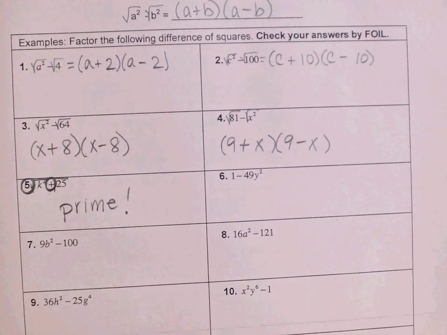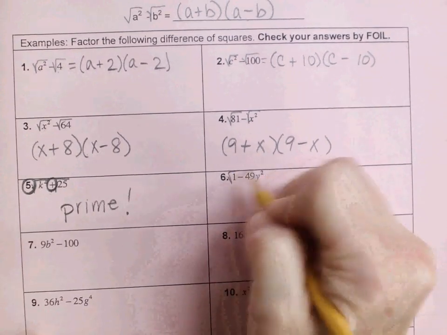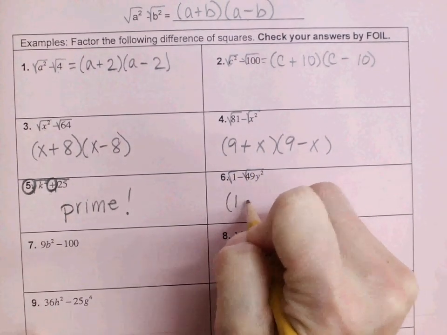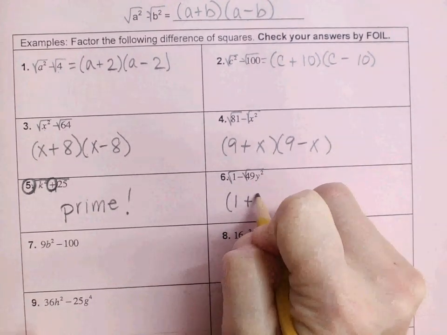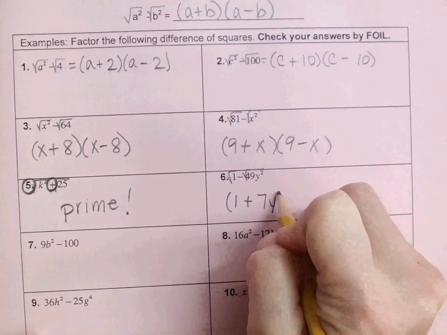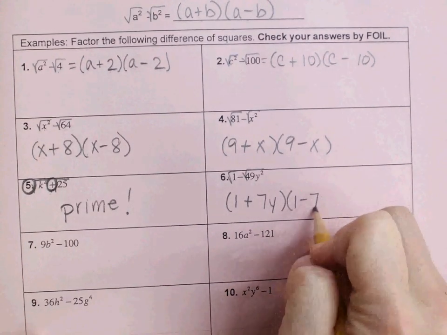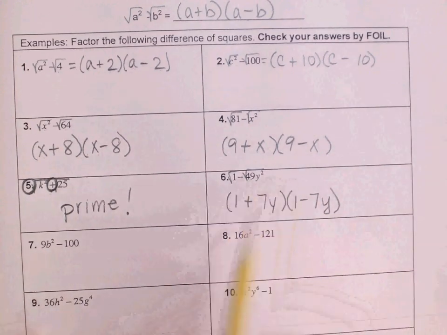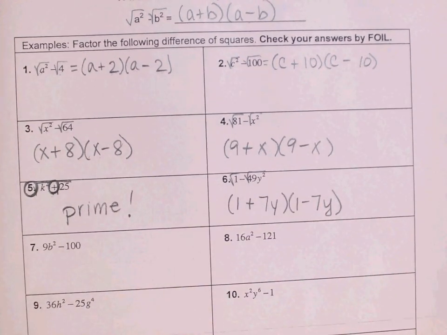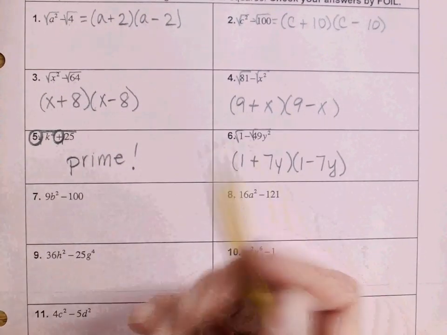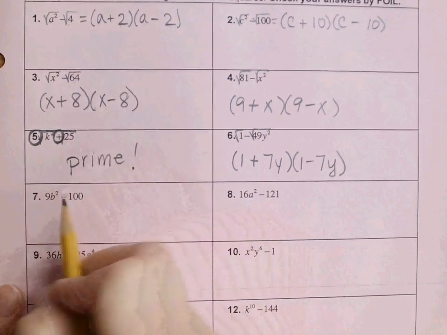So for number 6, again, we'll find the square root of each, and we're going to have 1 plus 7y. I'm sorry, I wrote 7 but said 4, it's 7, and then 1 minus 7y. So again, finding the square root of each one. Notice that it's getting a little bit more complicated where I'm adding some more coefficients here.